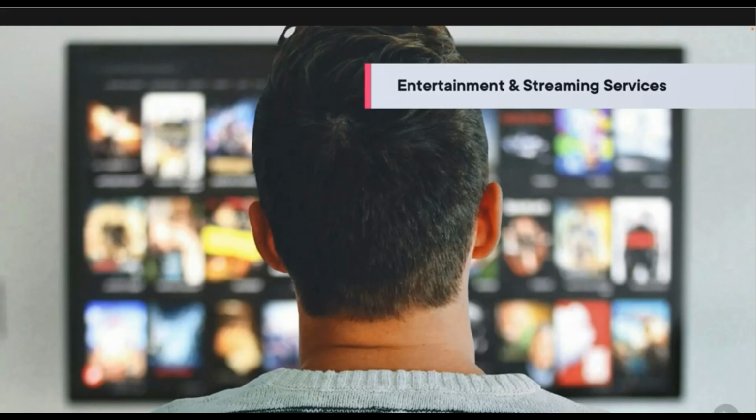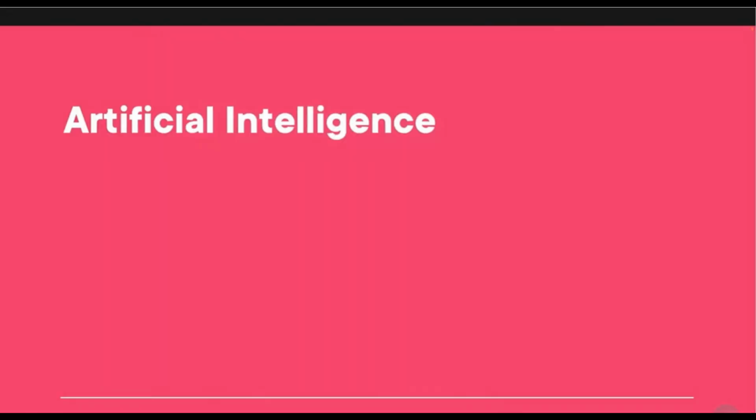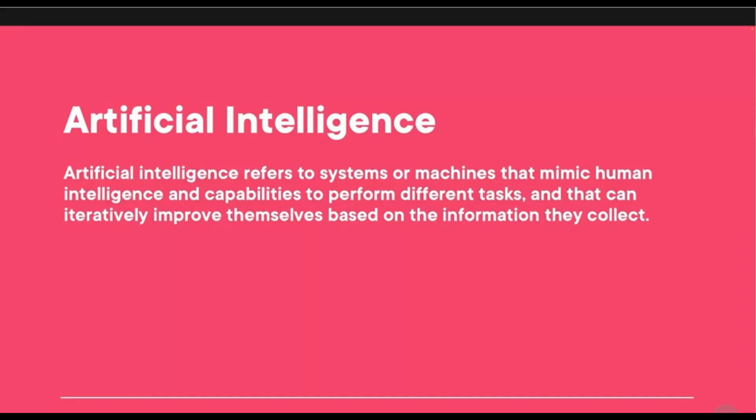Given everything you know now, let's construct a definition of artificial intelligence that is easy to remember. In the simplest terms, artificial intelligence refers to systems or machines that mimic human intelligence and capabilities and can iteratively improve themselves based on the information they collect. When you think about it, every example we've given can be grouped under this particular definition.